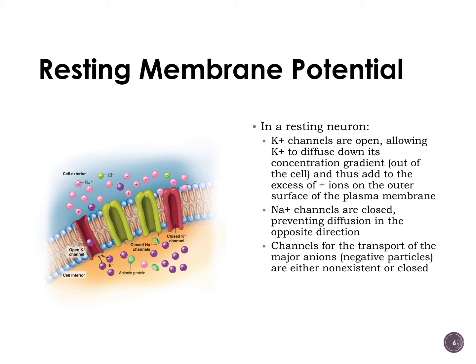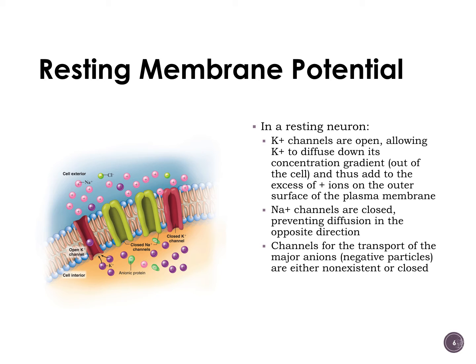Sodium channels are going to be closed, which prevents the diffusion in the opposite direction. So it prevents that sodium on the outside from rushing into the cell on the inside. And these channels for the transport of these major ions, or the negative particles, are either non-existent or closed. So as you see in this depiction here, we have a chloride ion on the exterior aspect of the cell. There's no channel for that to move in and out.